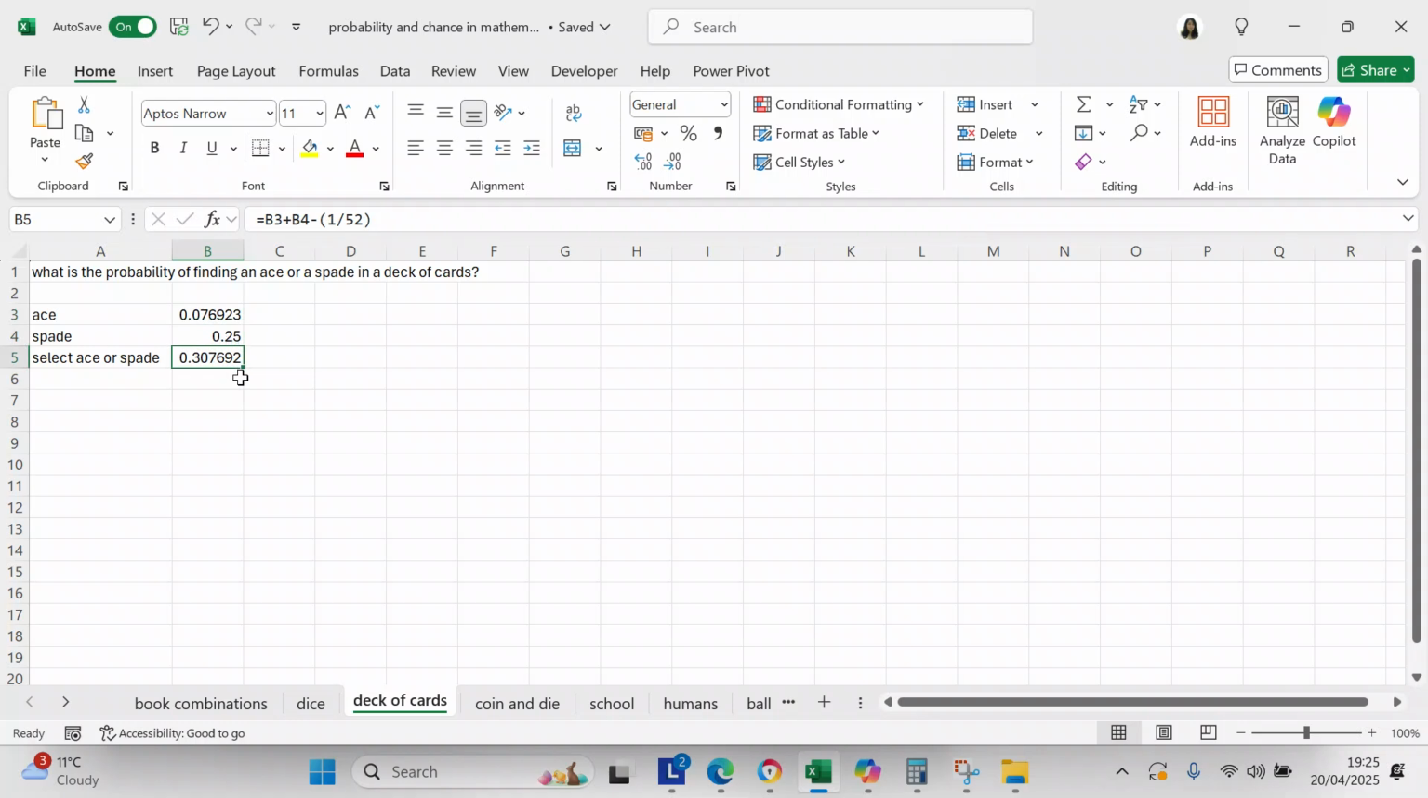and you have 0.307692. You have to subtract 1 divided by 52 because a spade has an ace in it. So it's not B3 plus B4, it's B3 plus B4 minus 1 divided by 52, because you have to take one of the cards out because an ace can also be a spade.